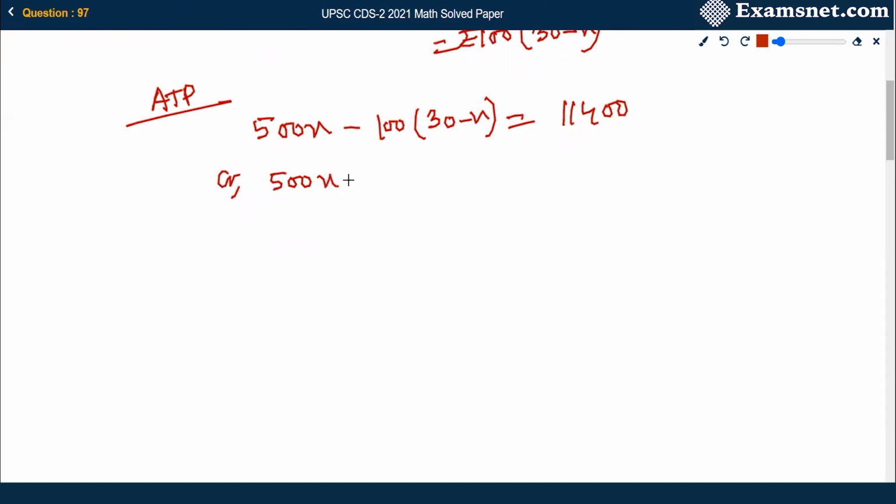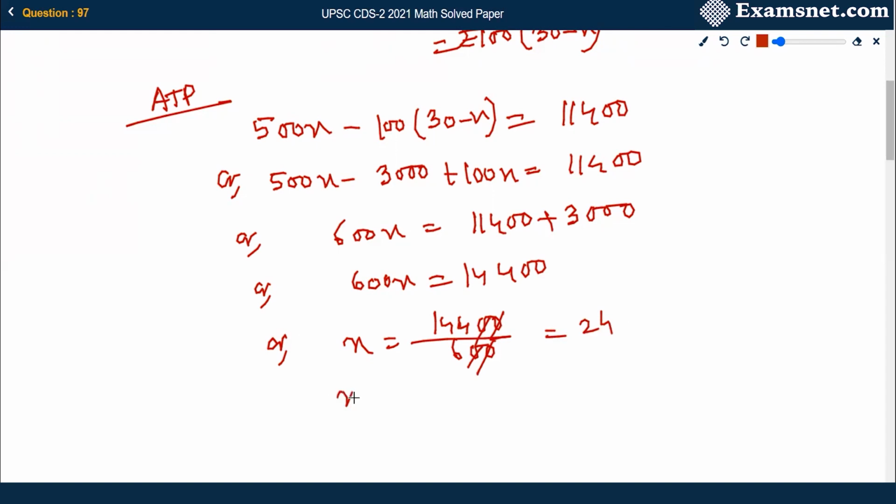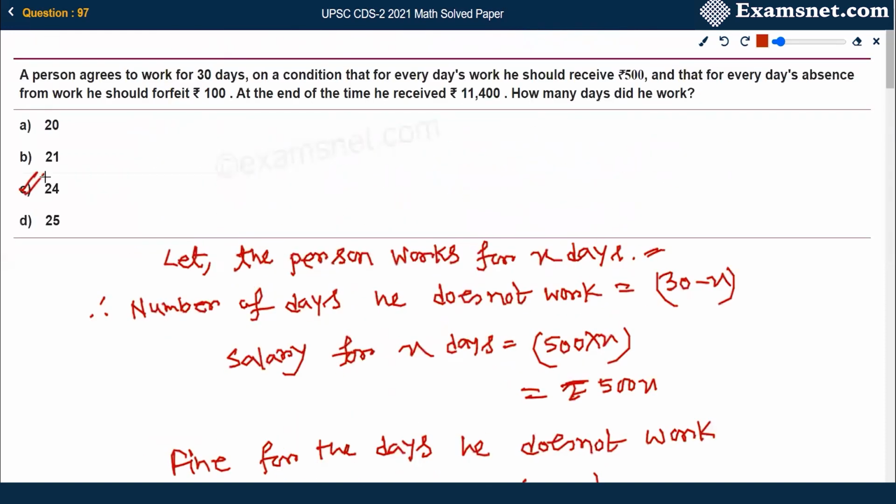We get 500x plus 100x, so that is 600x, and it will become 14,400. So 600x equals 14,400, which means x equals 14,400 by 600. So we will get 24. That means that person worked for 24 days. So yes, here option C is the correct answer.